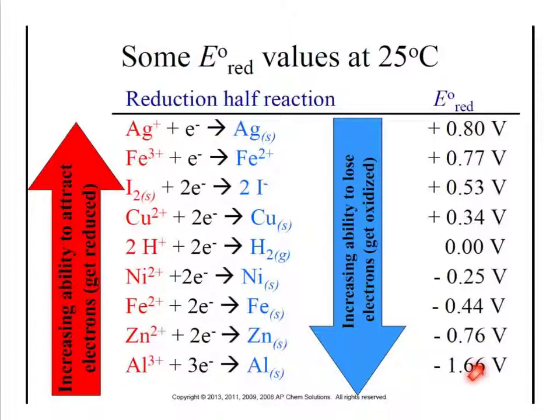And what it does for us then is as we go up, we increase the ability to attract electrons. So that's the ability to be reduced. So the top one on here is the most likely to be reduced. And as we go down, we increase the ability to lose electrons. So actually, aluminum, being at the bottom of the chart, is the most likely to lose electrons, and silver at the top of the chart is most likely to gain electrons.